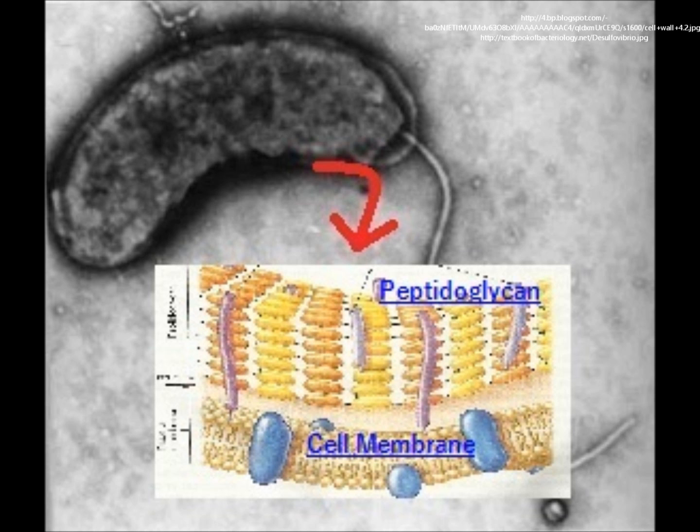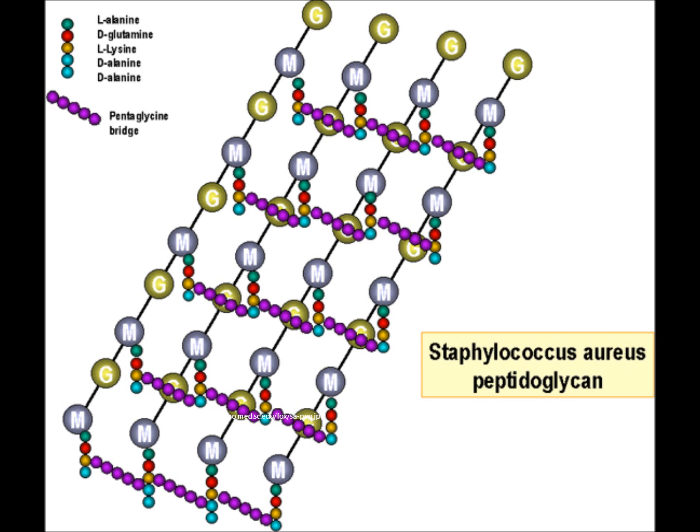Bacteria have cell walls that are different from the cell walls in plant cells. Whereas the wall of the plant cell is made of cellulose, the wall of a bacteria cell is composed of peptidoglycan, which is a network of polysaccharide molecules connected by polypeptide crosslinks.